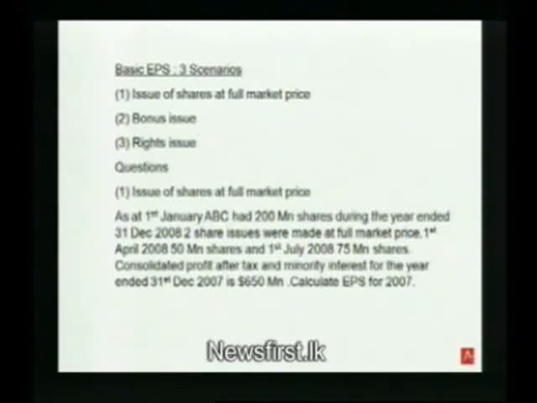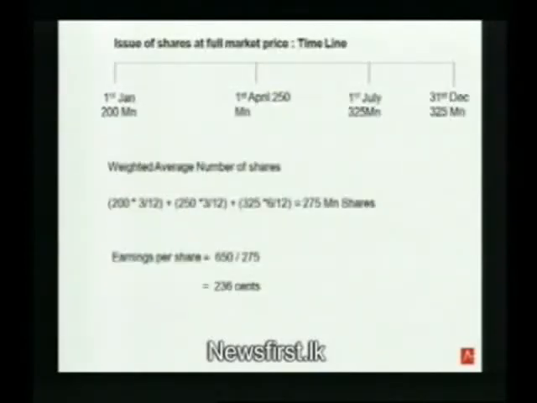Now to work out the EPS, please note that we need to do the time apportionment for the new issue of shares at full market price. You had 200 million shares at the beginning. On 1st April you added another 50, so it becomes 250. On 1st July you added another 75 million, so it becomes 325. So it remains at 325 after that.